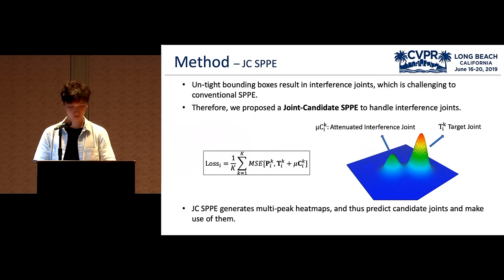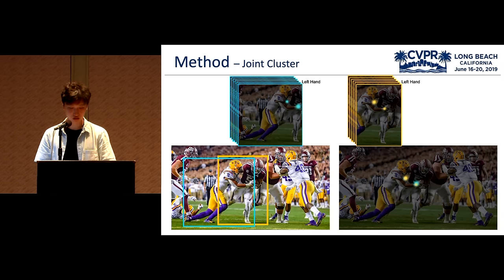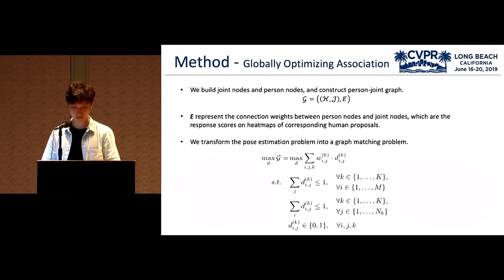To take advantage of interference joints, we modify the loss function and propose a joint candidate SPPE to handle them. During training, our loss function will give less punishment to the interference joints. And while testing, JC-SPPE generates multi-peak heat maps and predicts joint candidates. Each SPPE with a detection input will generate joint candidates. Let's take the left hand as an example. We will project those outputs to the original image and cluster the keypoints that represent the same joints together. After clustering, the redundant joint candidates are deleted.